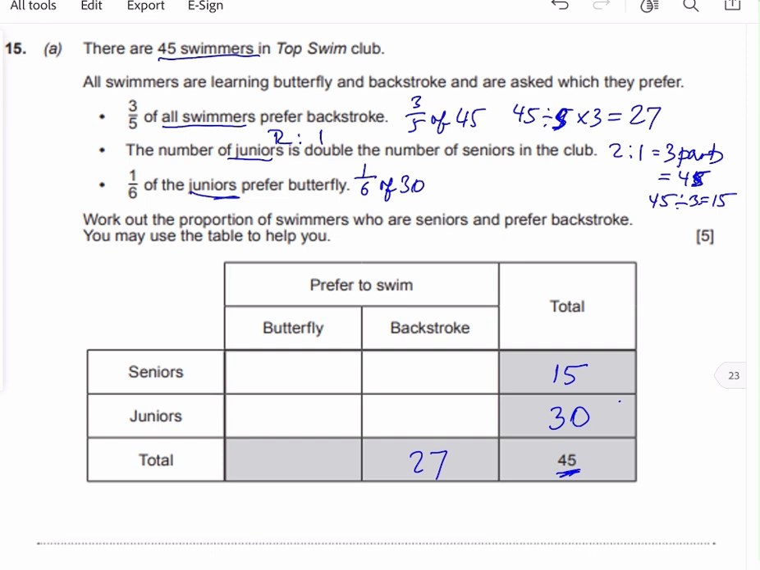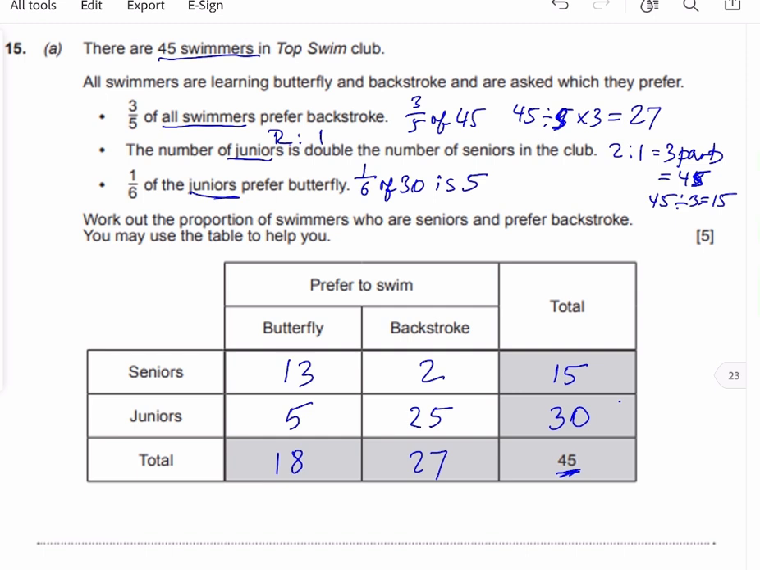So we're going to work out 1/6 of juniors, 1/6 of 30. 1/6 of 30 is the same as 30 divided by 6, which is 5. Now we can work out the other parts in the table. 30 minus 5 is 25. 27 minus 5 is 22, so we've worked out seniors. 15 minus 2 is 13, and for the total we just add 13 plus 5, 18. So all numbers are done now.